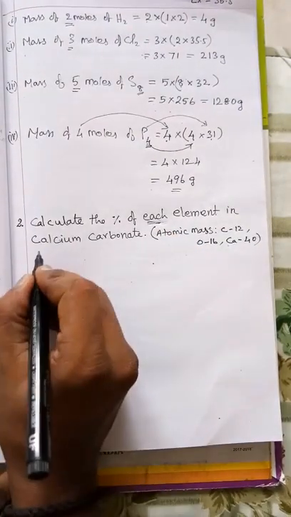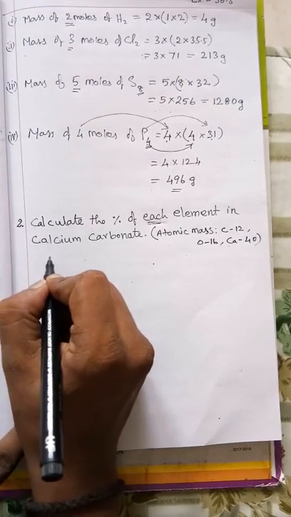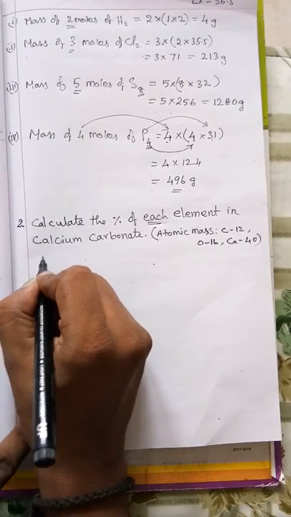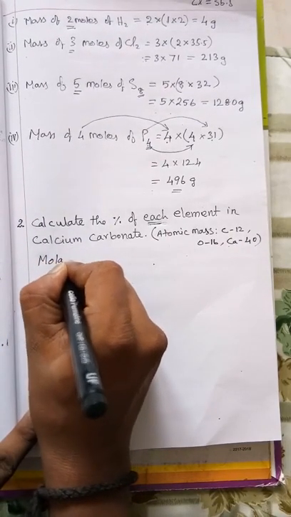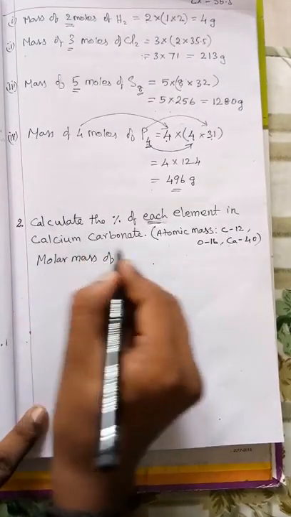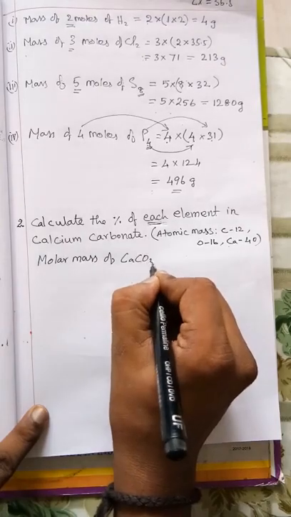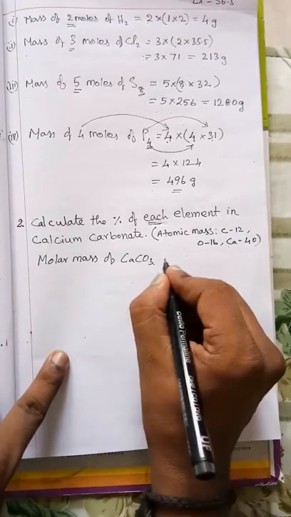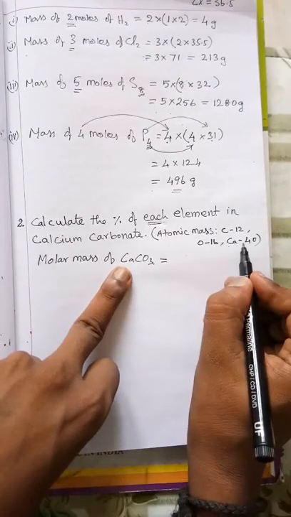Here it is calcium carbonate. So what is the molecular formula for calcium carbonate? We want to find the molar mass. The formula for calcium carbonate is CaCO3. Now we want to find the molecular mass. You already know that there is one calcium, and the calcium value given is 40.